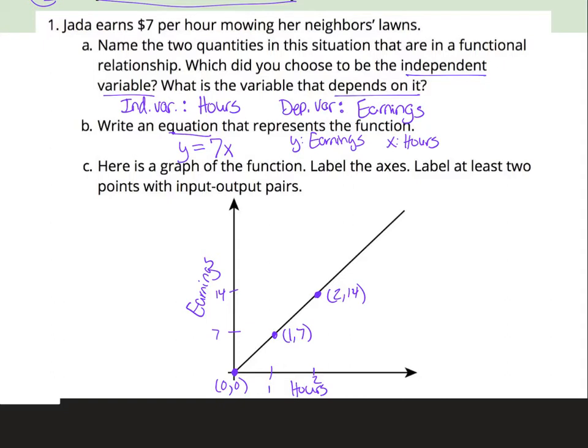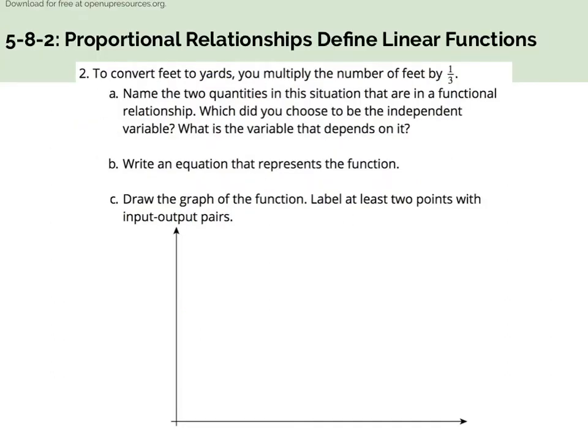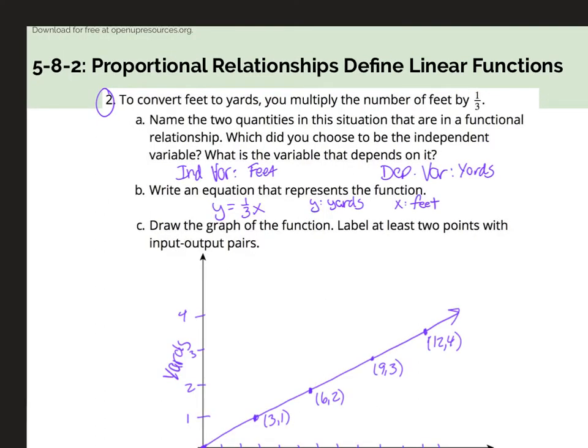There you go. Okay, using the example we did in number 1, I want you to try number 2 on your own. It's very similar. Go ahead. Okay, to convert feet to yards, you multiply the number of feet by 1/3. That's going to be the most important thing in this one. And I'm actually going to skip to B right away and look at the equation that we would write. So it would be y equals 1/3 x.